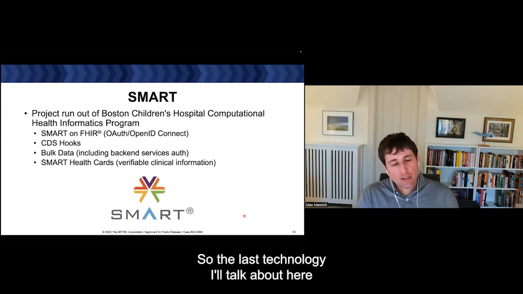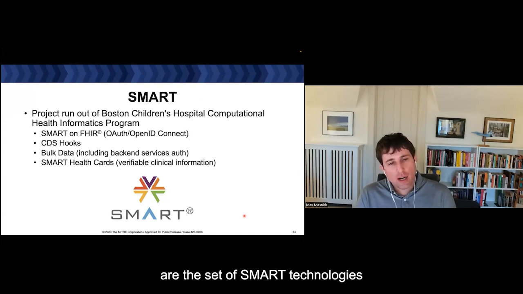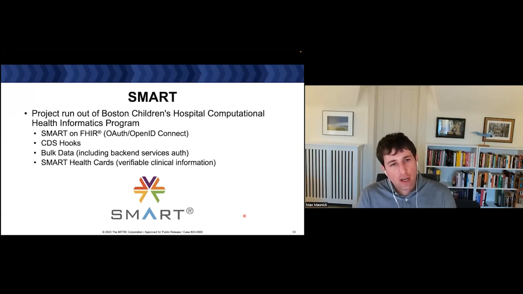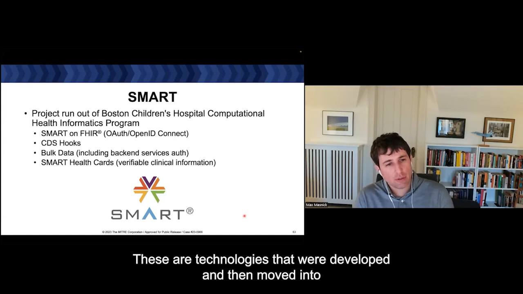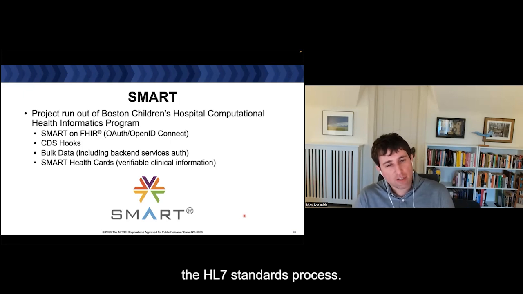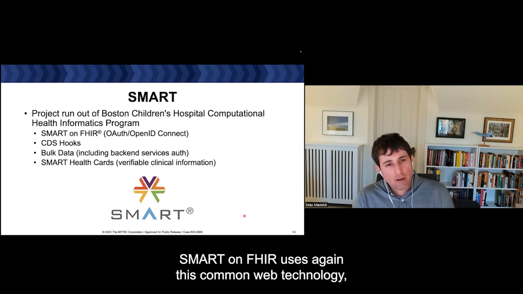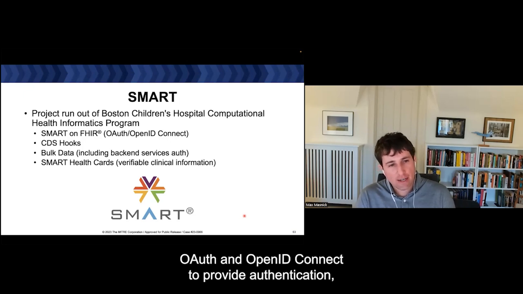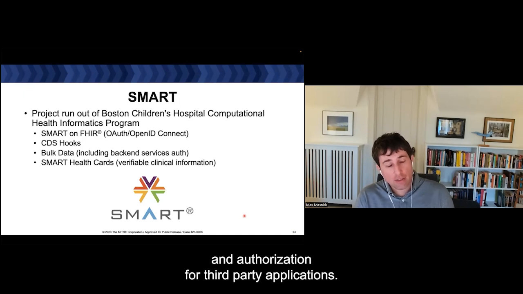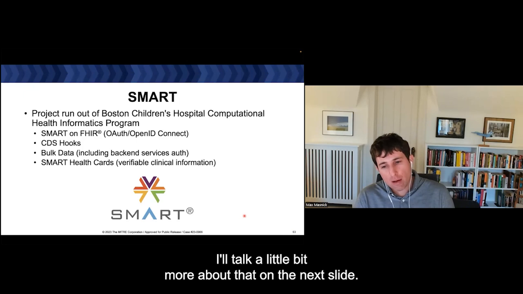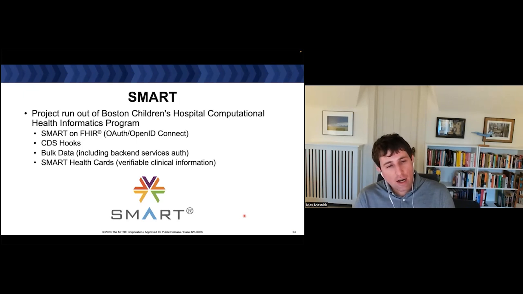So the last technology I'll talk about here are the set of SMART technologies out of Boston Children's Hospital. These are technologies that were developed and then moved into the HL7 standards process. I've already mentioned SMART on FHIR a few times. SMART on FHIR uses, again, this common web technology, OAuth and OpenID Connect, to provide authentication and authorization for third-party applications. I'll talk a little bit more about that on the next slide.